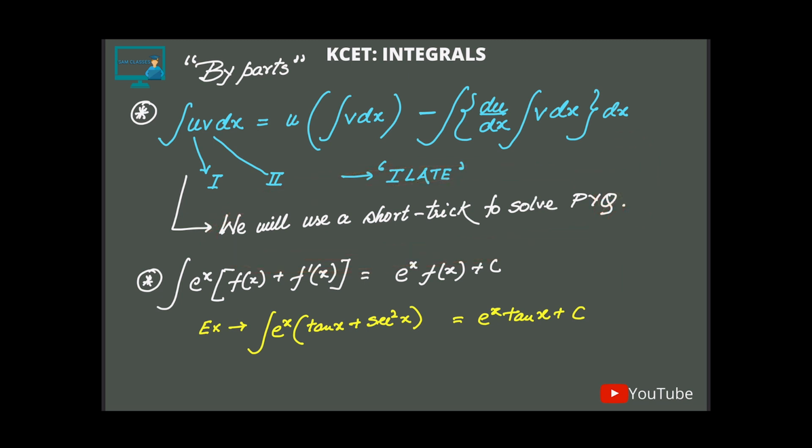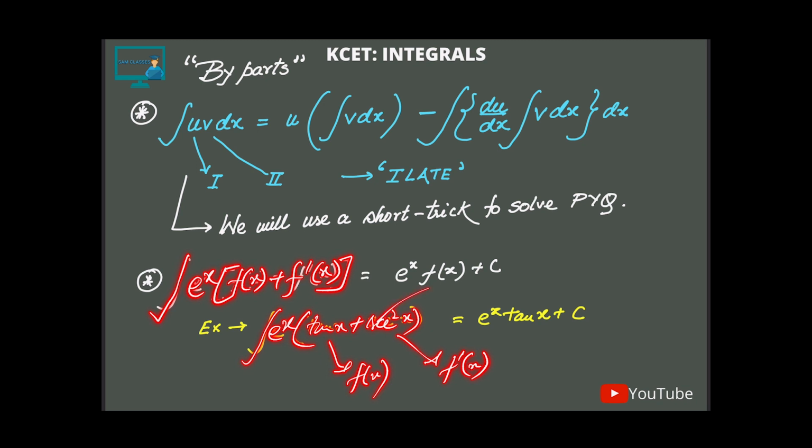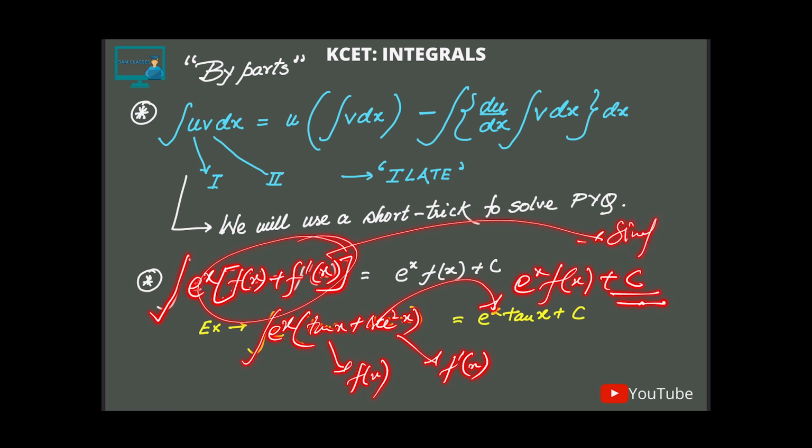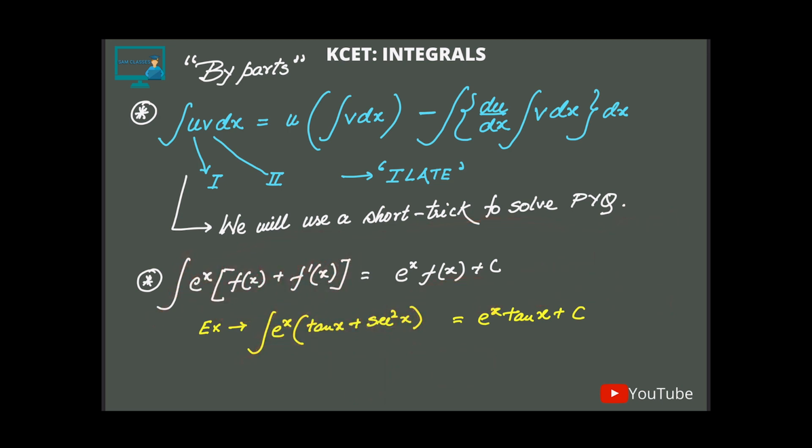Now again, integration of e power x when we have a function f(x) and its derivative is already there. They won't give you the simple form I've taken here, like e power x times tan x plus secant square x, where this is your f(x) and this is your f dash x, and then the integration will be e power x f(x) plus c, correct? They'll give you f(x) and f dash x in such a way that you have to simplify and bring it to that form. We'll show you how to simplify and bring it into that form.